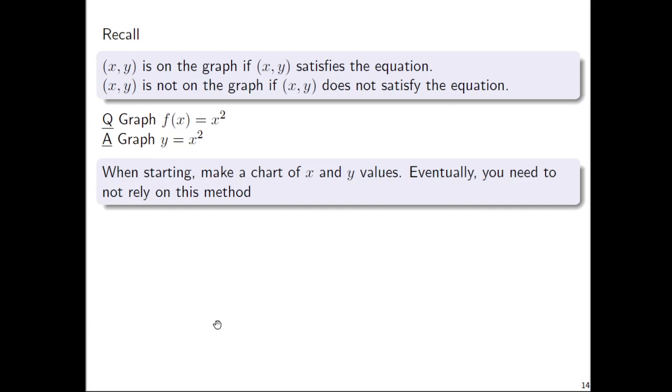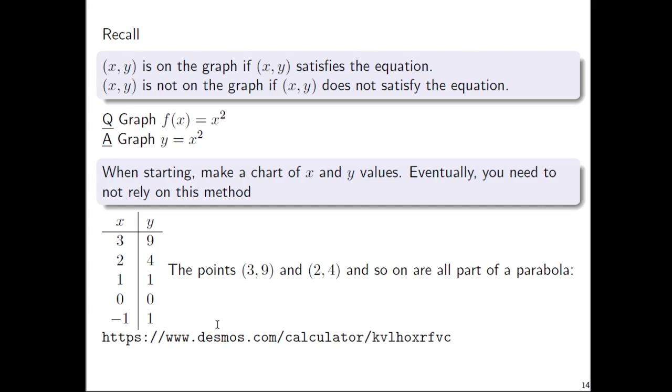I think part of the issue is sometimes people draw things that are only looking like straight lines, but many graphs we have will not be straight lines. And so you have to start using the method of these charts to build, aha, that's what this type of shape looks like. So here, just to pick some numbers, x is 3, 2, 1, 0, negative 1, y values would be 9, 4, 1, 0, 1, because every time the y value is squaring the x value. Now, the points 3, 9, for instance, and the point 2, 4, and, well, the point 1, 1, and so on, these are all part of a parabola.